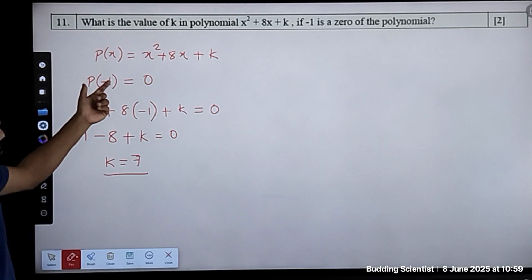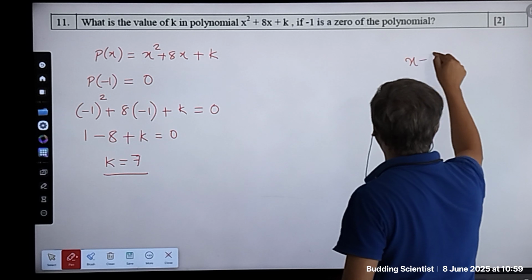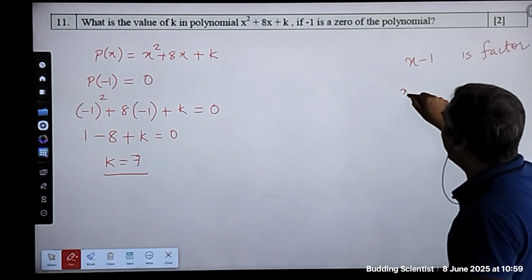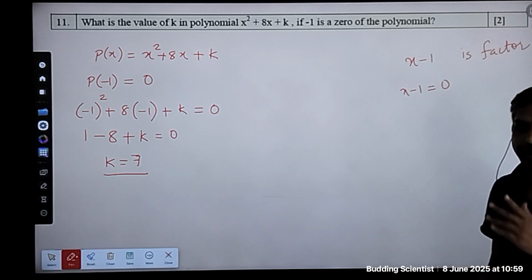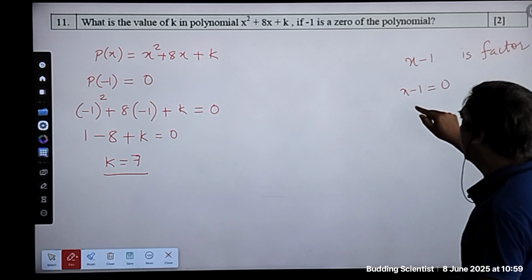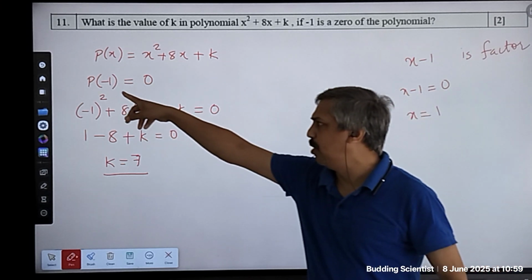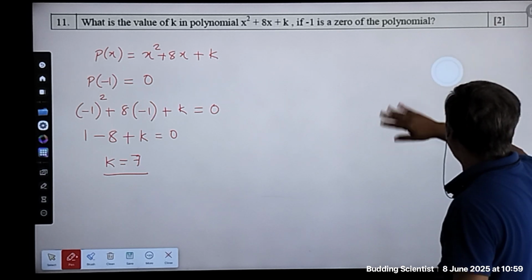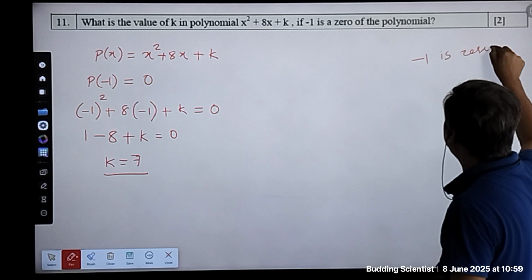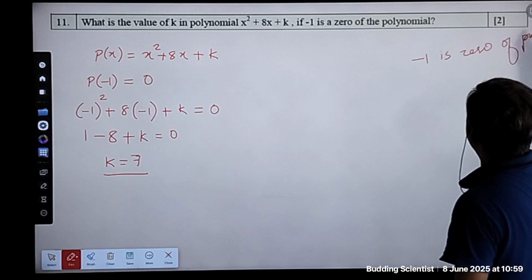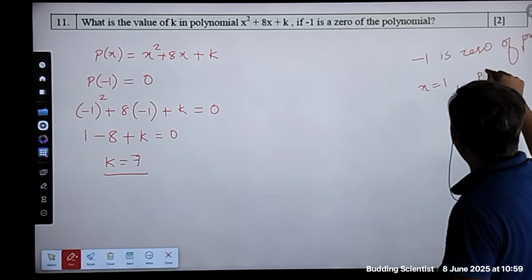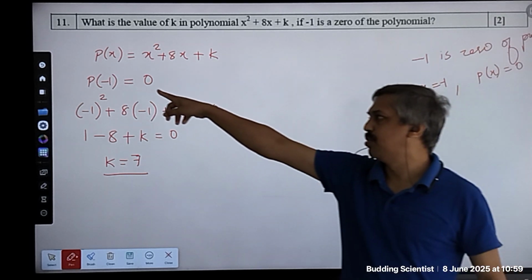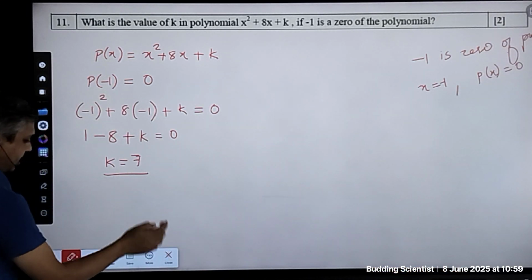I put the value of p of minus 1 here because minus 1 is a 0. If the question was saying x minus 1 is a factor, then we know that x minus 1 would be equated to 0 in our own mind, as a part of rough work. x minus 1 is equal to 0, so x is equal to 1, and I would have put the value p of 1 here. But it is given that minus 1 is a 0 of the polynomial, and if minus 1 is a 0, that means x is equal to minus 1 will give p of x equal to 0. It means that p of minus 1 is equal to 0. So that's why I am starting. The answer is k is equal to 7.